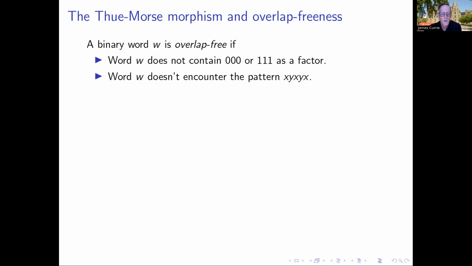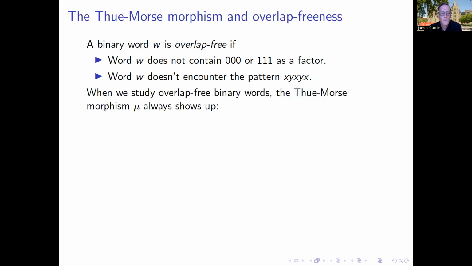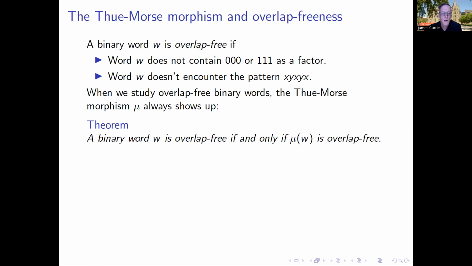So if you've never thought of this characterization before, normally, well, there's many ways to talk about words having overlaps. If a word has a cube, either it's a cube where the period is 1, and I've listed the two possibilities on top, or you have a period which is at least 2, in which case you will also contain XY, XY, X. And when we study overlap-free binary words, the Thue-Morse morphism mu always shows up. A binary word is overlap-free if and only if mu of that word is overlap-free.